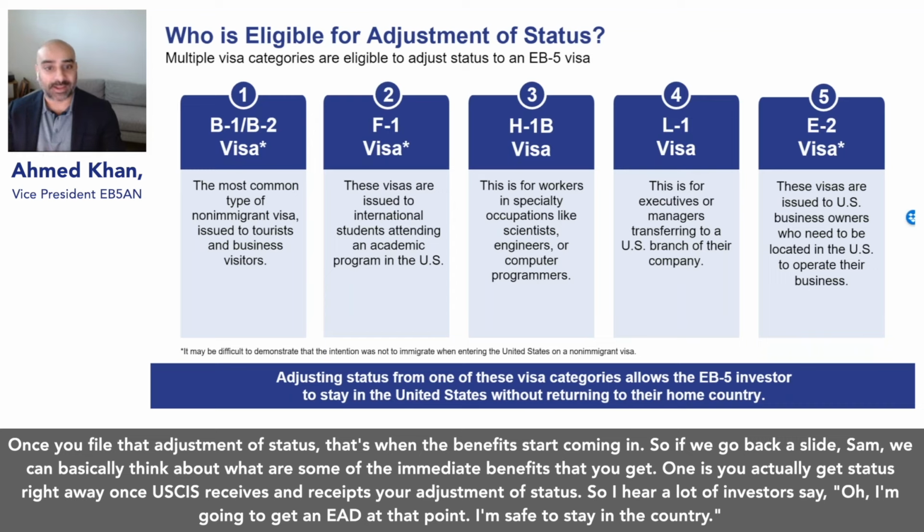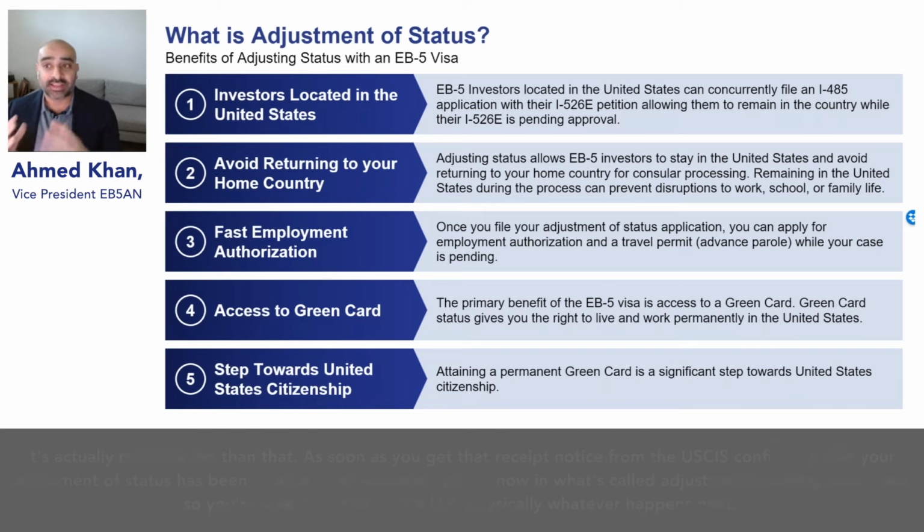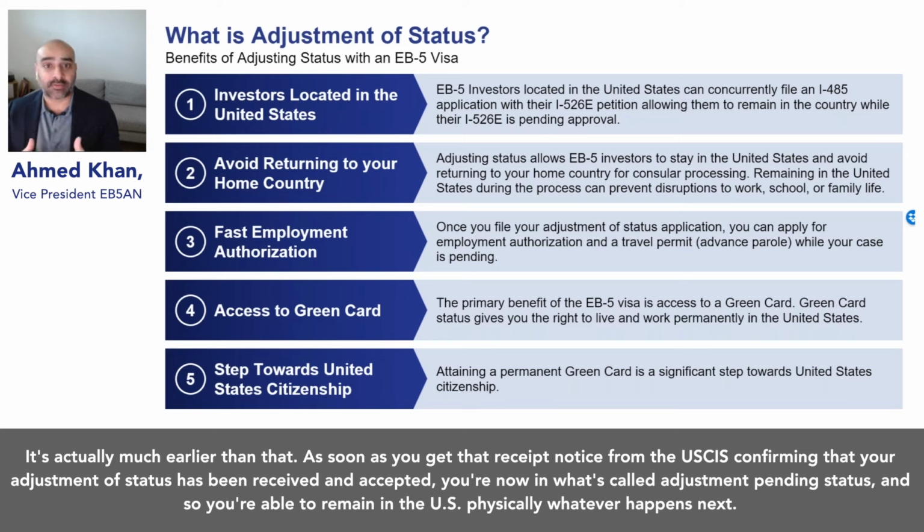So if we go back a slide, Sam, we can basically think about what are some of the immediate benefits that you get. One is you actually get status right away once USCIS receives and receipts your adjustment of status. So I hear a lot of investors say, oh, I'm going to get an EAD, and at that point I'm safe to stay in the country. It's actually much earlier than that. As soon as you get that receipt notice from the USCIS confirming that your adjustment of status has been received and accepted, you're now in what's called adjustment pending status. And so you're able to remain in the US physically, whatever happens next, right?